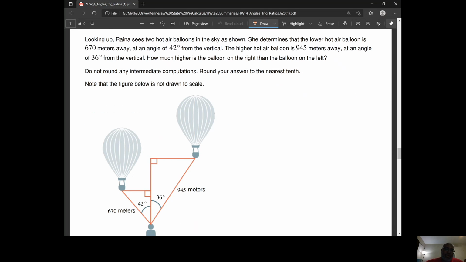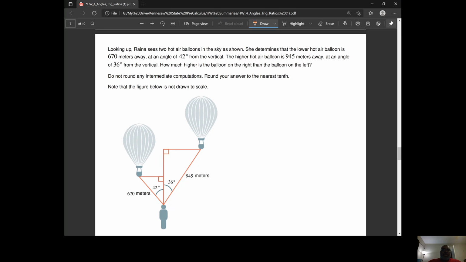All right. Looking up, Rana sees 2 hot air balloons in the sky as shown. She determined that the lower hot air balloon is 670 meters away at an angle of 42 degrees from the vertical. The higher hot air balloon is 945 meters away at an angle of 36 degrees from the vertical. How much higher is the balloon on the right than the balloon on the left?